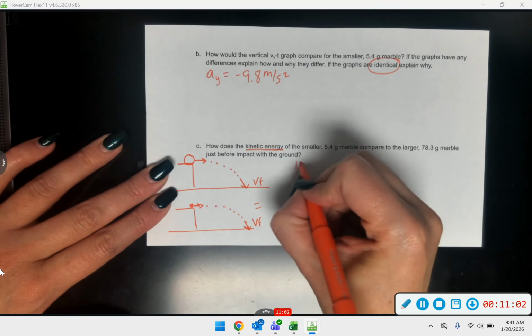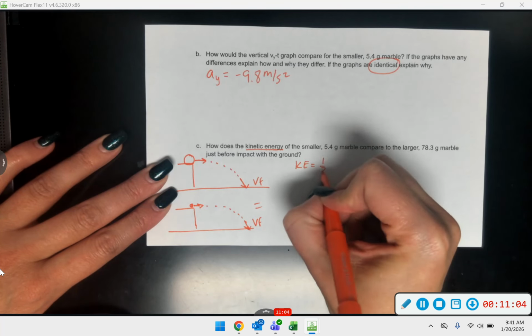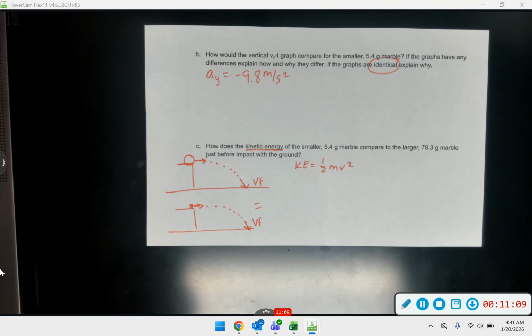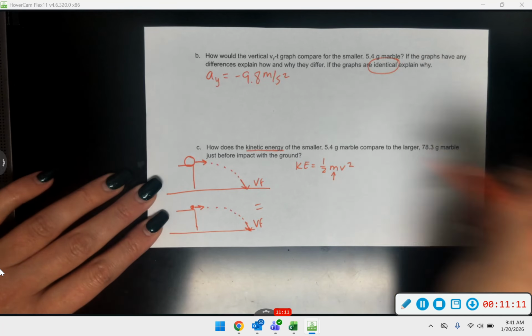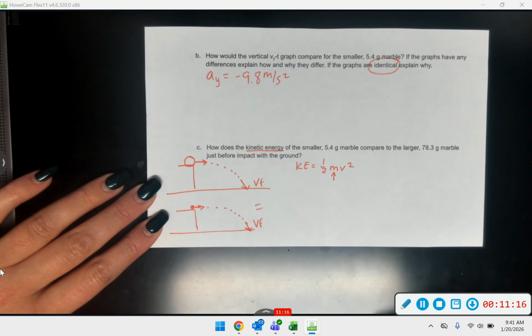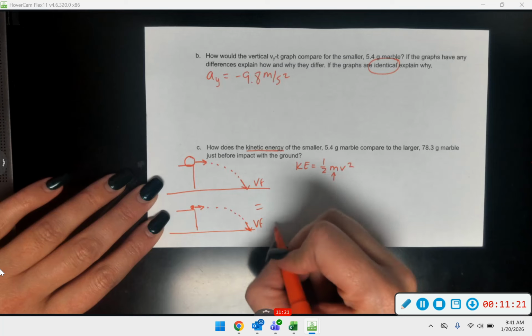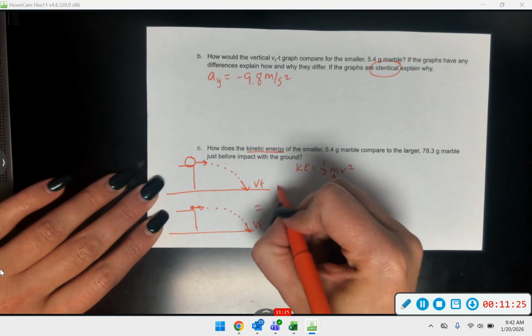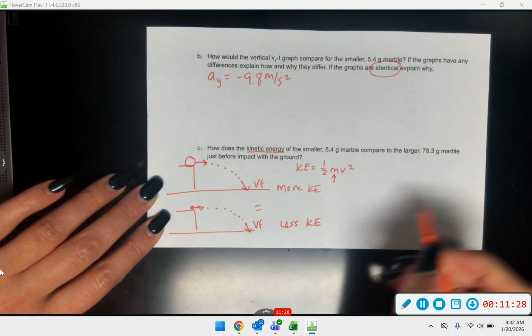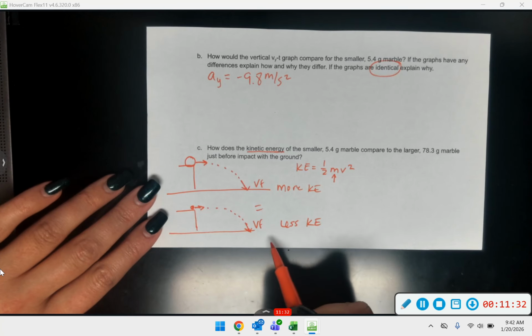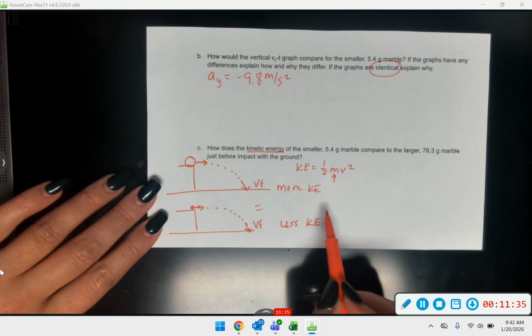The equation for kinetic energy is 1/2 mv squared. So just like momentum depended on mass, so does kinetic energy. So even though the velocities are the same, because these have different masses, they will have different amounts of kinetic energy. This one with less mass will have less KE. This one with more mass will have more KE. But again, it's not because they have different velocities. Those are identical. Instead, it is because they have different masses.